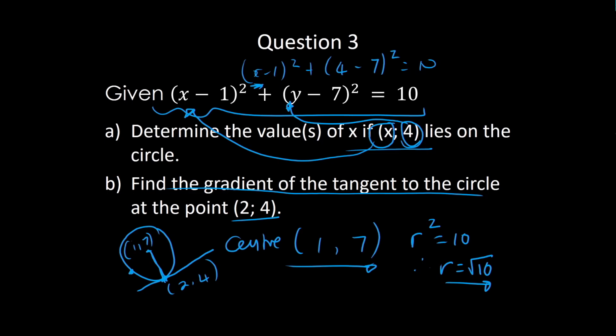So therefore, if I want the gradient of the tangent, I simply find the gradient of the radius, and then the negative reciprocal will give me the gradient of the tangent, because we'll use the fact of that theorem, radius perpendicular to tangent, to work out the gradient of the tangent. That is all that we have time for, but we've covered some of the key concepts that you need to remember as you practice your questions and you do your homework.